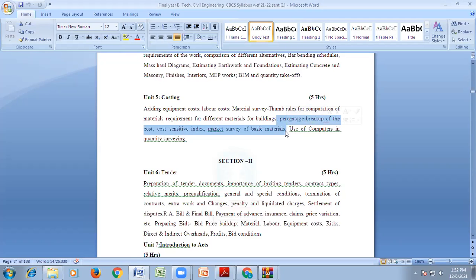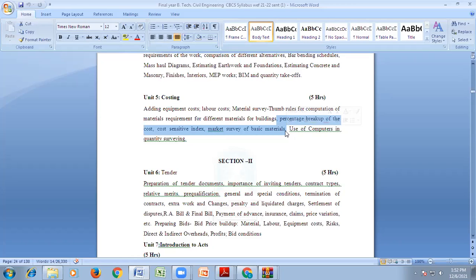Percentage breakup of the cost means how much cost will be incurred for the slab. Suppose you have 100 rupees in your hand. How much amount are you going to invest on the construction of the slab, on the construction of brickwork, on the construction of column footing, on the construction up to plinth level.